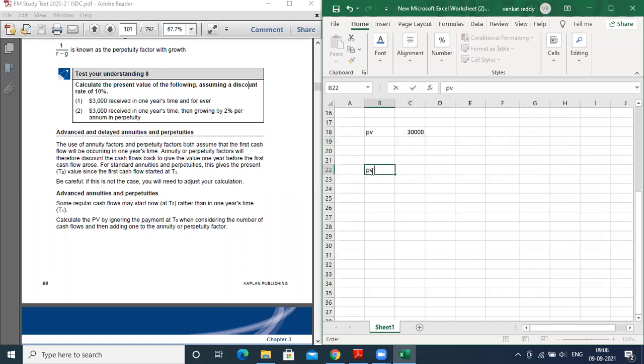Now we'll calculate the present value for the growing perpetuity. In case 2, the annual cash flow is 3,000, and we are expecting that this cash flow will increase 2% every year. In that case, the formula would be 3,000, that is the cash flow, divided by, and this is very important, the same discount rate. Our discount rate is 10%, or 0.10, minus the growth rate. How much are we expecting here? 2%, which is 0.02. So the present value of this growing perpetuity would be 37,500.